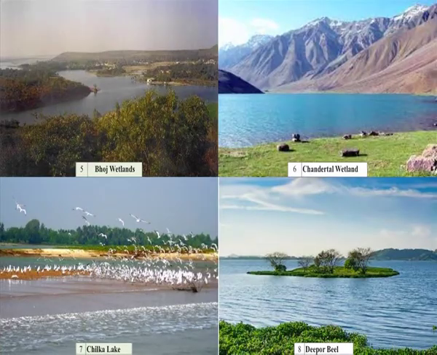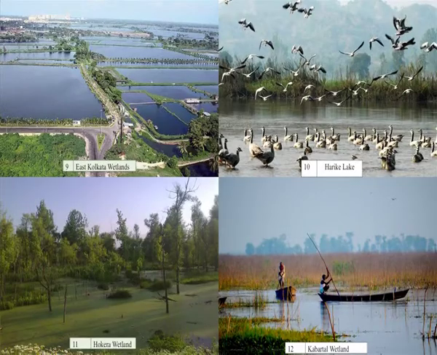Then we have the Deepor Bhil in Assam, a permanent freshwater lake in the former channel of the Brahmaputra river, a few kilometers to the left of Guwahati, where the Pobitora Wildlife Sanctuary is found. We have the East Kolkata wetlands, a multiple-use wetland that serves the city of Kolkata. Harike Wetland in Punjab, a shallow water reservoir at the confluence of the Beas and Sutlej rivers. We have Hokera Wetland in the Union Territory of Jammu and Kashmir, a natural perennial wetland contiguous to the Jhelum Basin. We have the Kabartal Wetland, which is in Bihar.